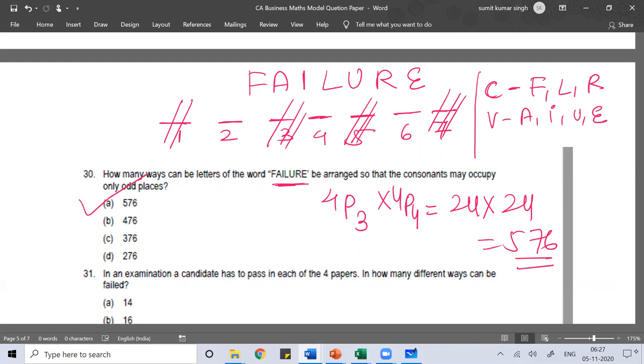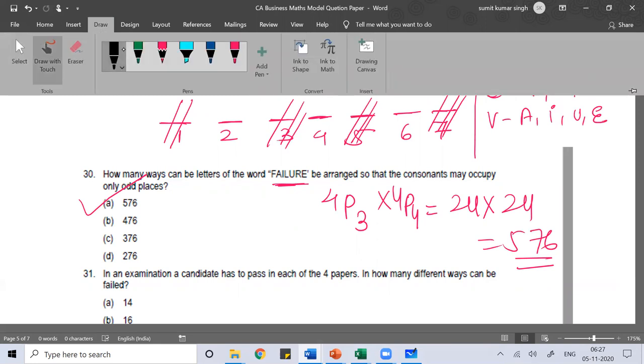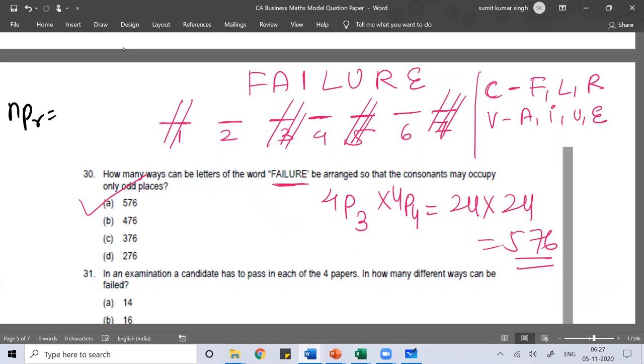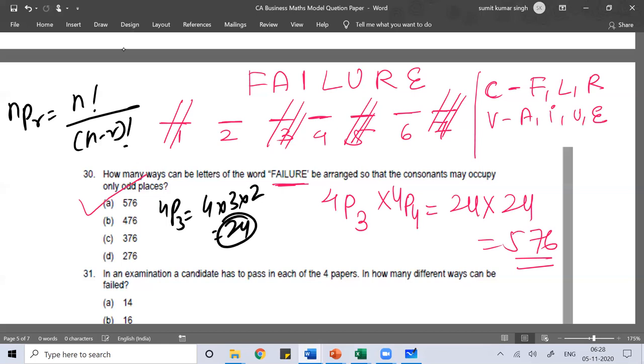I believe everyone knows the nPr formula, that is n factorial by n minus r factorial. So what is 4P3? 4P3 means 4 into 3 into 2, so that is 24.